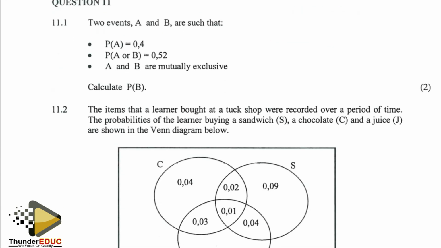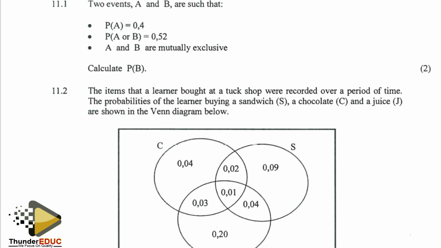Question 11. Two events A and B are such that the probability of A is this, the probability of A or B is this, and the events are mutually exclusive. Events are only mutually exclusive if there is no intersection, which means A and B is 0.